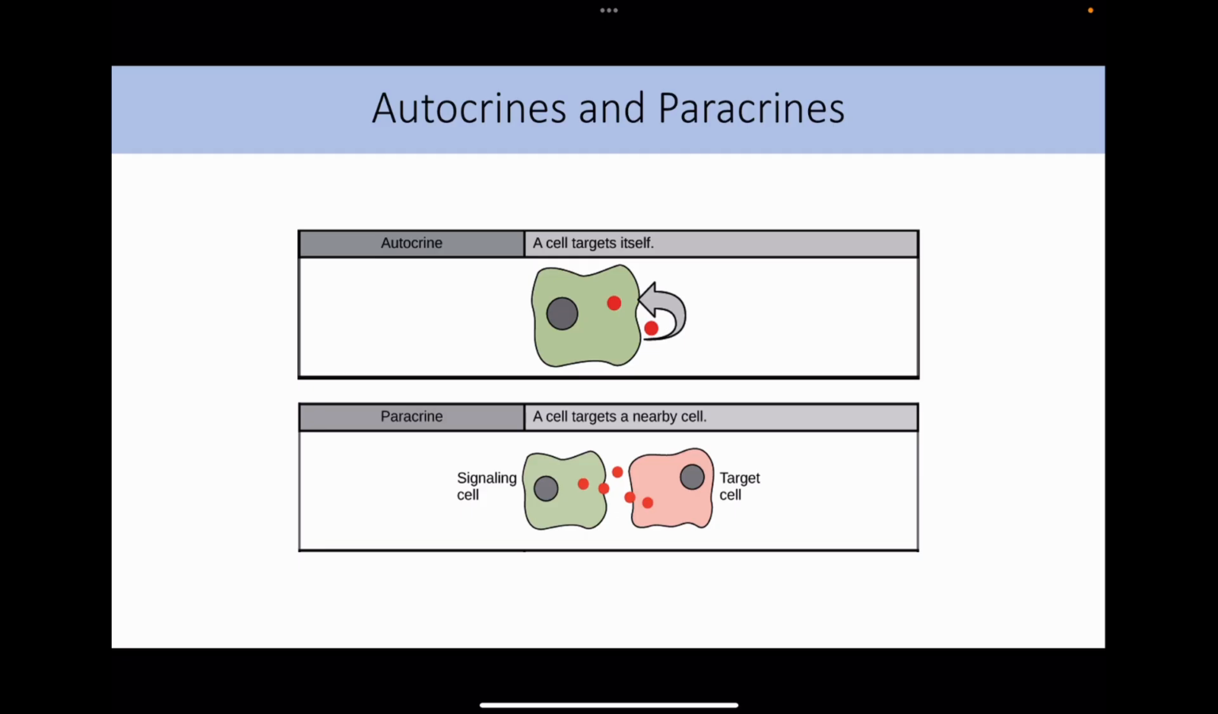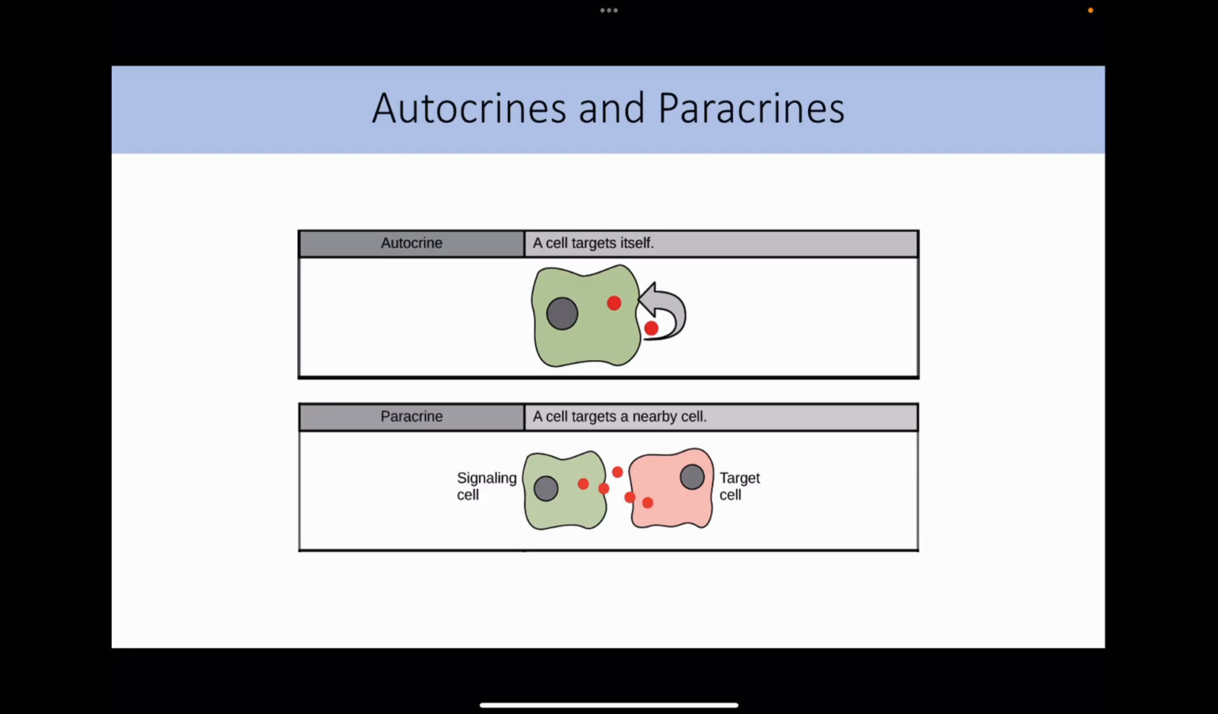Why these are not considered hormones is because hormones are classified by the fact that they travel through the blood. This is not going through the blood. If a cell is targeting itself, it's not going to send it to the blood for it to go all throughout the body and come back to itself. It doesn't make sense. It would be a waste of resources. So it sends it directly out and binds right to itself. It does not need to travel through the blood.